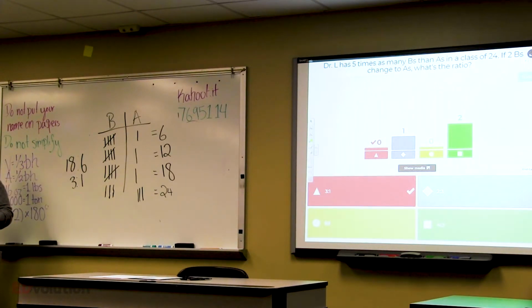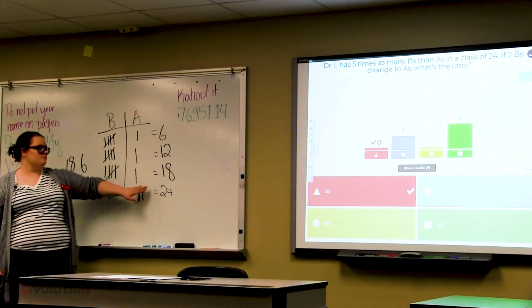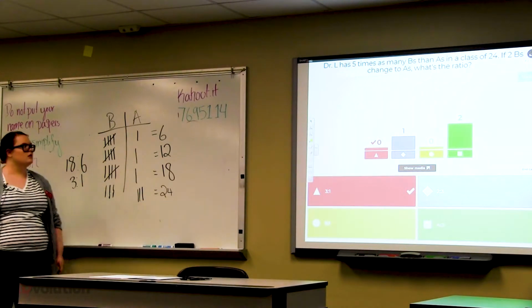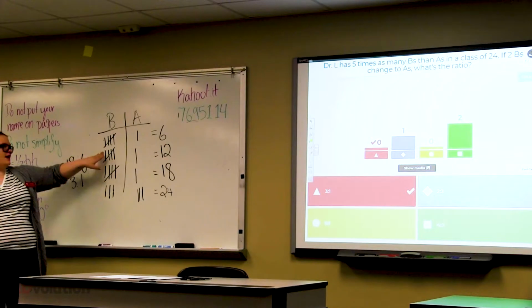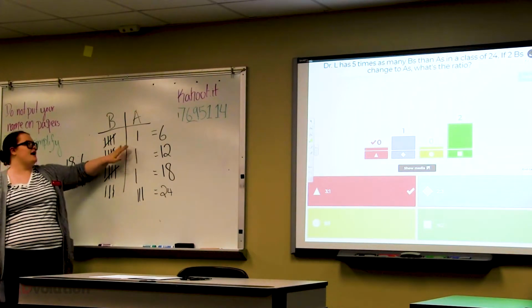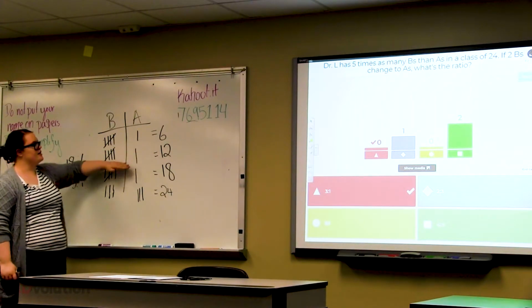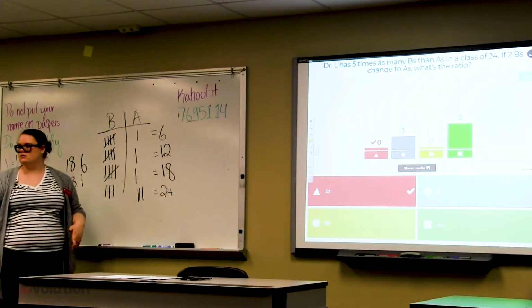6 times 10. Yeah. And then 6 times 4 is 24. Yeah, so what I was doing is I was saying, after we know it's 1 A for every 5 B's, so we know that's 6. And this would be another 6, so add them together. Does that make sense? Okay.